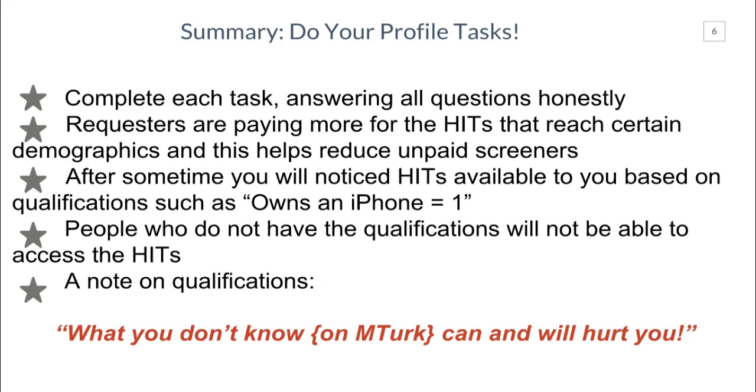After some time, you'll start to notice that you're getting things in your available hits that have these different qualifications. Like, for example, I got one the other day that said owns an iPhone equals 1. So I own an iPhone, and I got a survey that was more targeted to me, and all of the people who are Android users weren't even seeing that survey because they don't have an iPhone. So that's how the qualification benefited me.